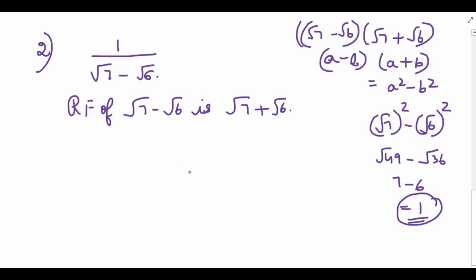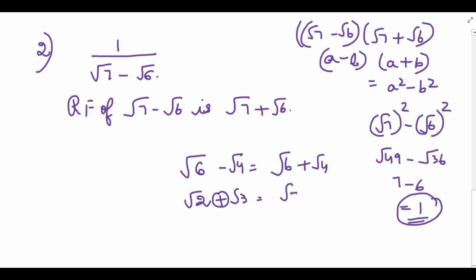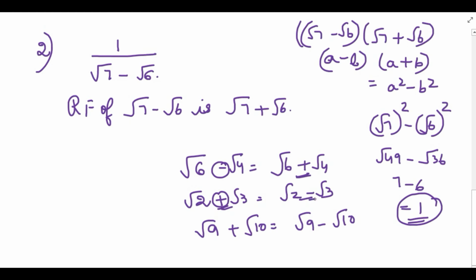In the same way, if I ask what is the rationalizing factor of root 6 minus root 4, you can write root 6 plus root 4. Or what is the rationalizing factor of root 2 plus root 3? If it is plus, you have to write root 2 minus root 3. Same way, what is the rationalizing factor of root 9 plus root 10? I can write root 9 minus root 10. That means if it is minus, you have to write plus. If it is plus, you have to write minus.